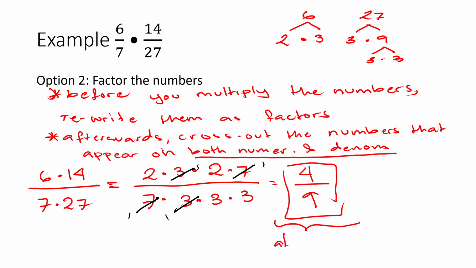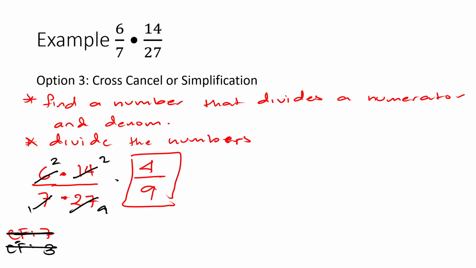Four over 9 is already simplified. If you do this step properly, if you do this part properly, your answer is already simplified. Same thing with this step. If you do this properly, if you cross out the numbers pretty well, that means your answer is already simplified. You don't need to do anything else.